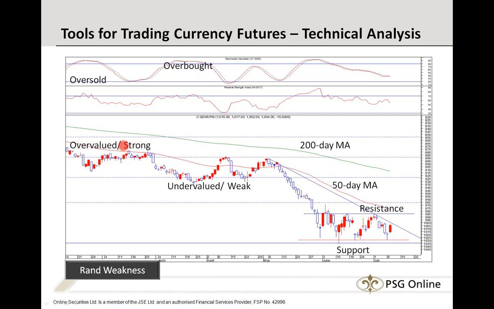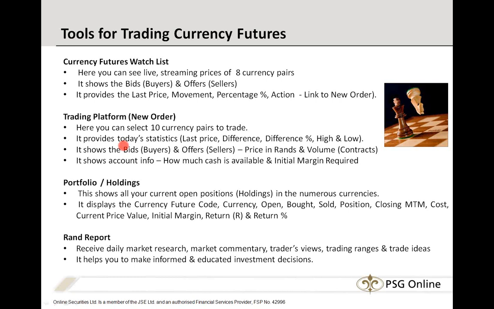I'm using Metastock in this situation. Other things you want to use are on our website. Once you've opened a currency futures account and it's active and you've got funds in it, you'll have a currency futures watch list. There you'll see live streaming prices of 8 currency pairs. There are 2 of them we don't get live streaming for at this point in time, but it shows you the bids and offers, live between the buyers and sellers. So it gives you the last price, and in the next slide I show you a screen dump of what it looks like. I find it useful in the sense that it's live streaming of those prices. And obviously there's a link from there.